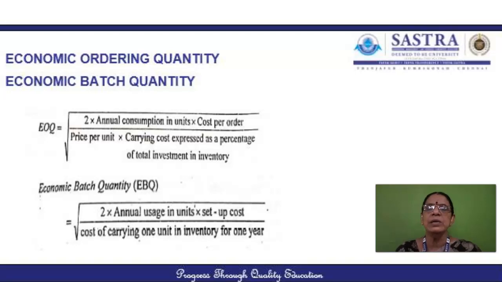Now we shall see under a tabular method which batch is beneficial. We shall have the ordering quantity, or ordering size, as 200, 250, 800, 2000 and 4000.